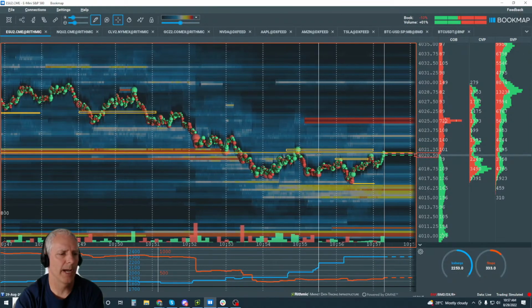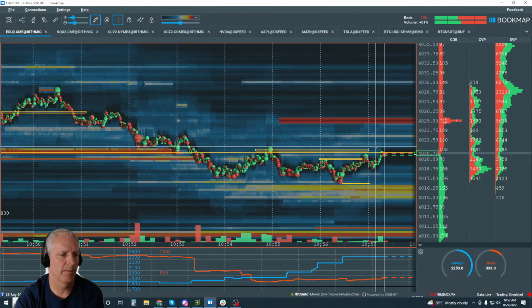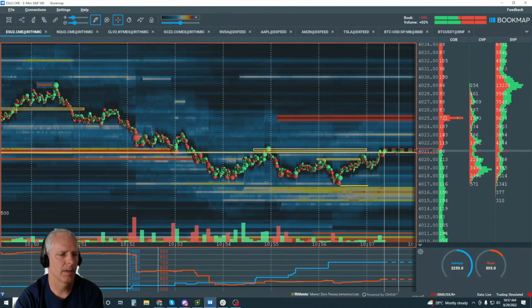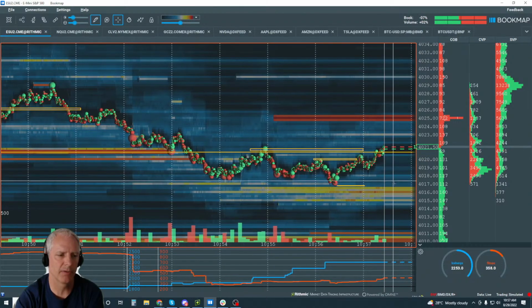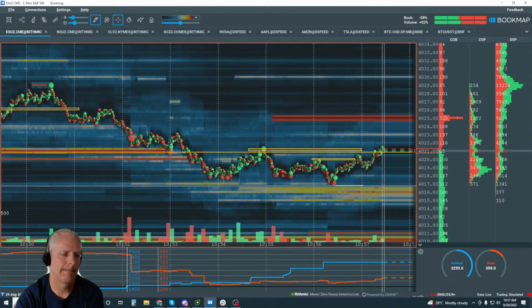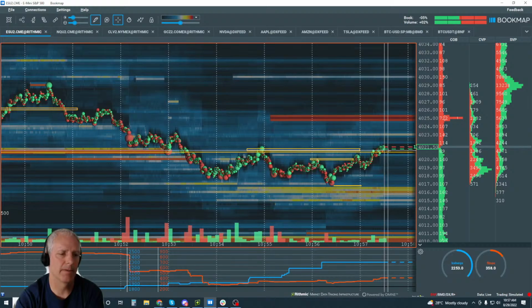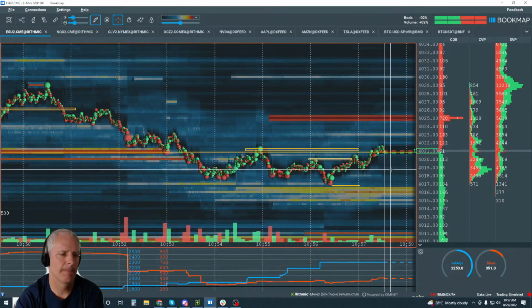Okay, now we're back up here. Pretty good buying up here. Okay, what about the bid? It's not really showing us much. Sellers can cut through this pretty quickly here. And the buying starting to mount though.